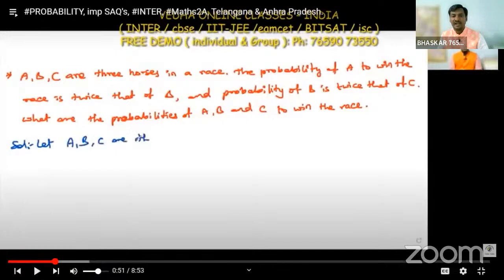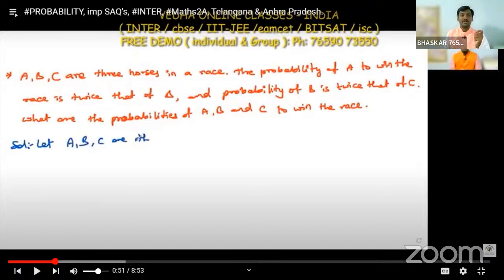A, B, C are 3 horses in a race. The probability of A to win the race is twice that of B, and the probability of B is twice that of C. What are the probabilities of A, B, and C to win the race?